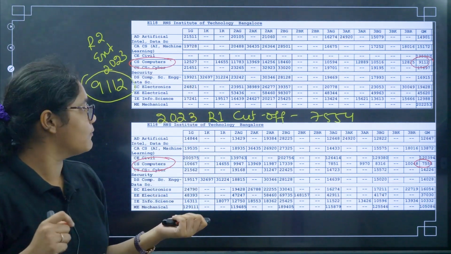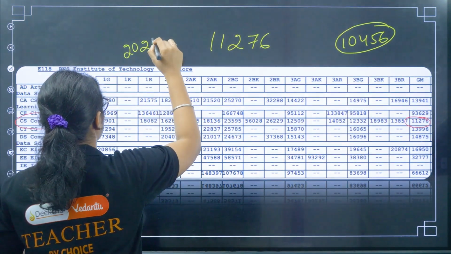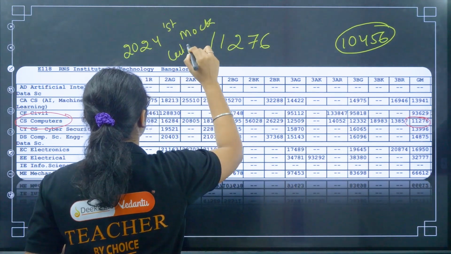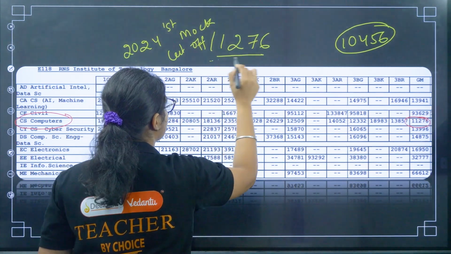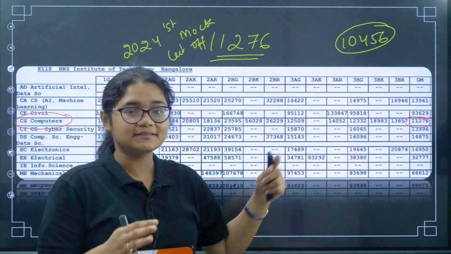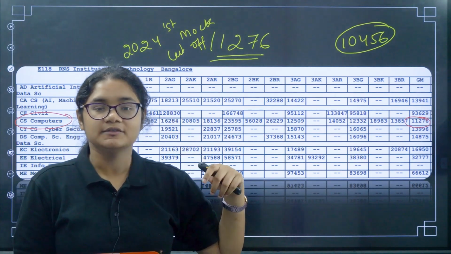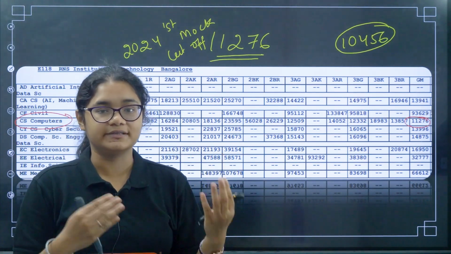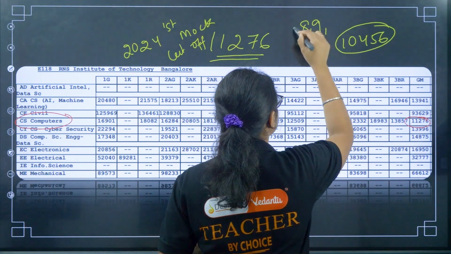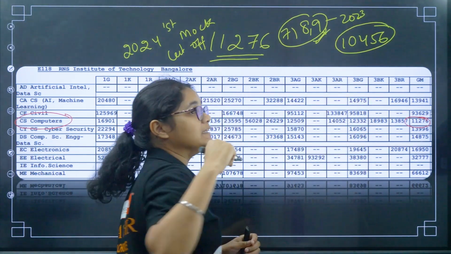But now when you see the mock allotment, this is your 2024 first mock cutoff. You see for RNS complete is 11,276. Now based on your rank, this is a safe zone college, right? Very easily you will be getting this college. So those colleges whose rank was around 8,000, 9,000, 7,000 in the last year, those colleges you can easily get.